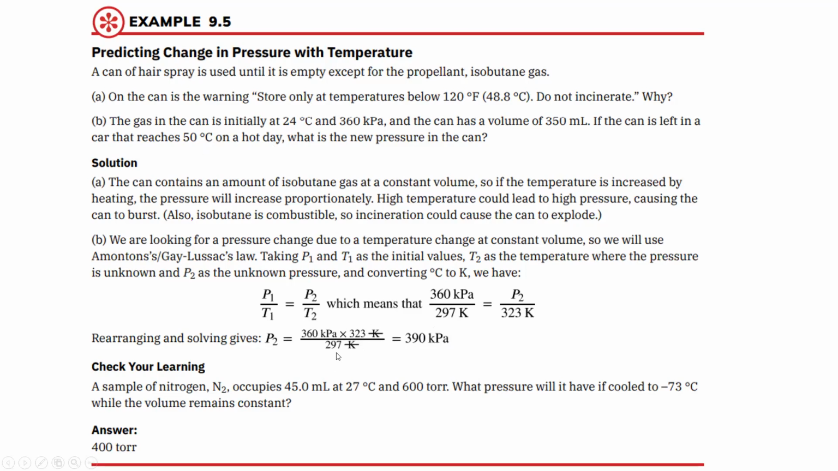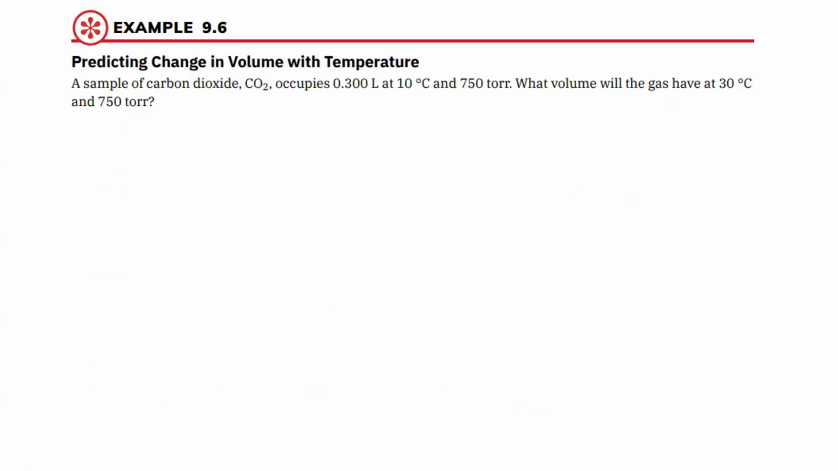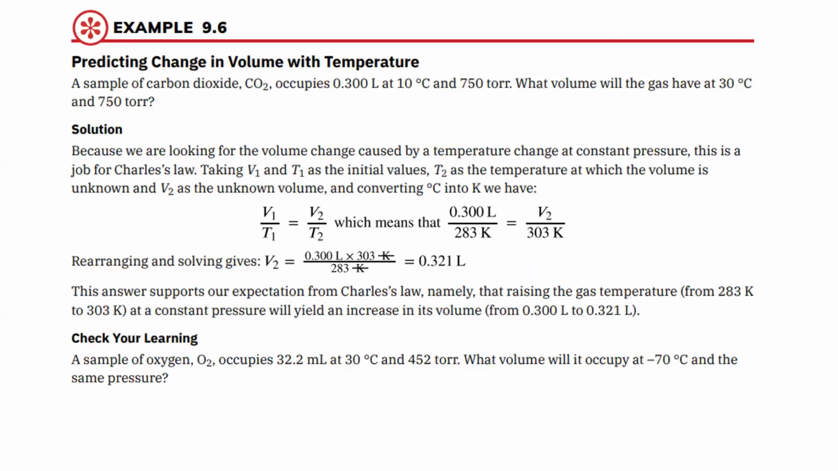If we switched up T1 and T2, then we would have gotten a pressure less than 360. So we can at least think about whether that value makes sense in terms of which direction it should move, just to see if we probably plugged everything in properly. And then the same thing here. In this case, we again increase the temperature, 10 degrees up to 30 degrees Celsius. So the volume should also increase. And we went from 0.3 liters up to 0.321 liters. So again, it makes sense that we probably plugged everything in correctly there.